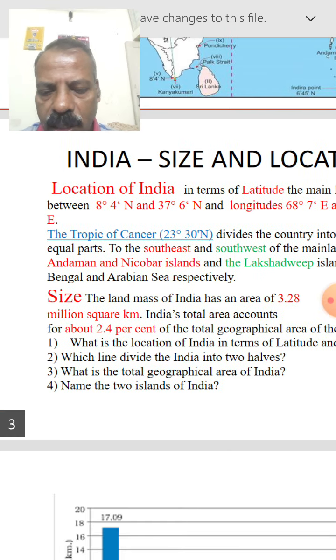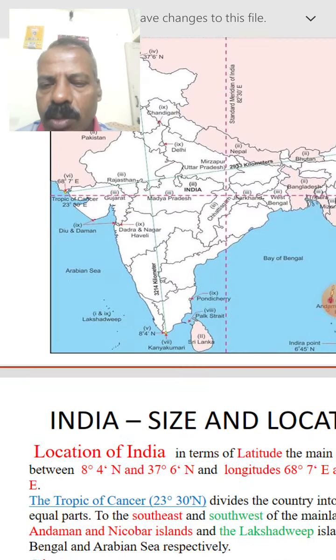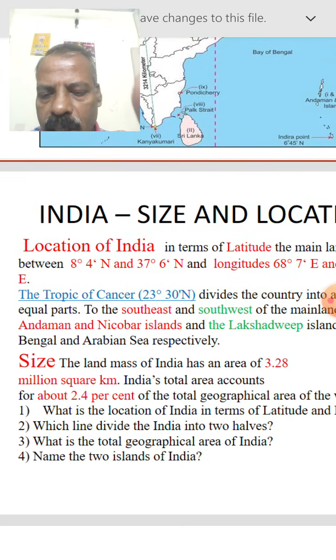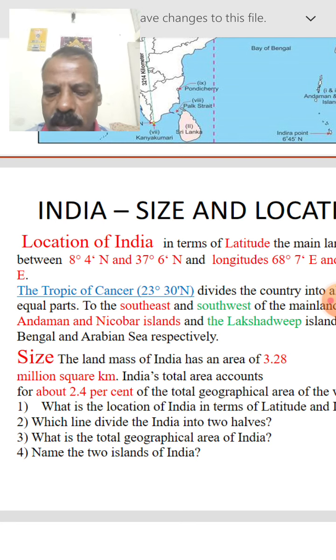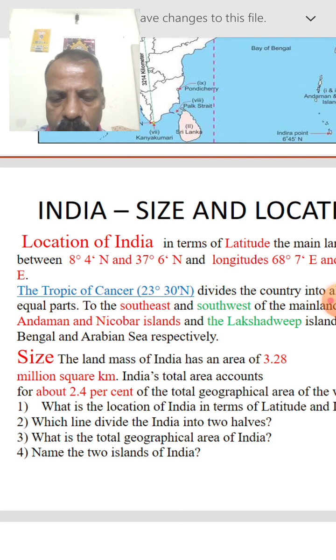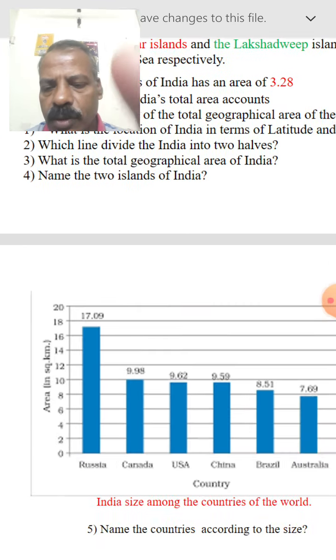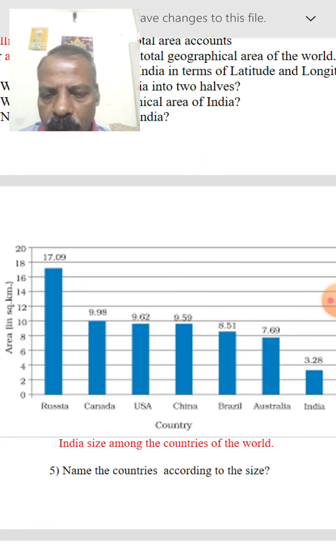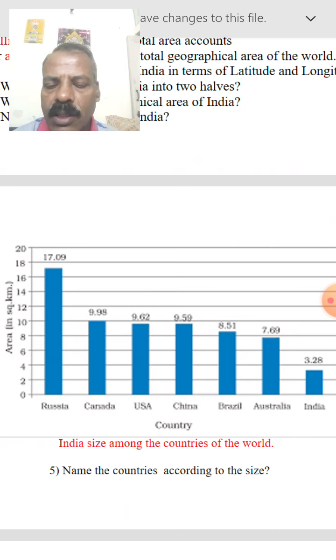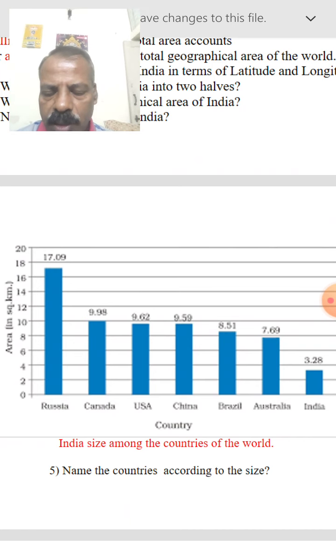Then size. Coming to size, it means the total geographical area of India. India has 3.28 million square kilometers. It is the seventh largest country in the world. It possesses 2.4% of the geographical area of the countries in the world. Now you can see with the help of this bar diagram, India is the seventh largest country.